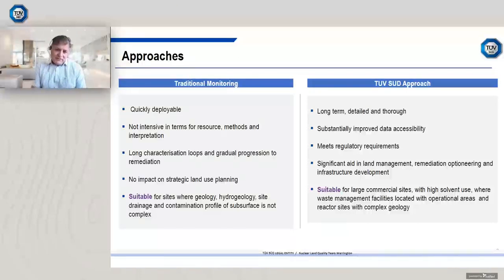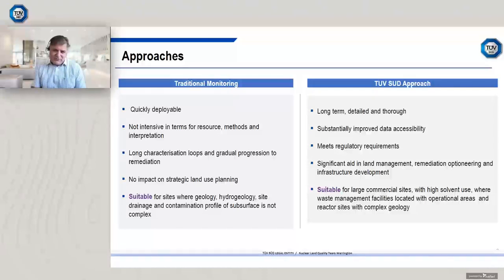In terms of characterization loops, you're talking about quite a bit of time, 5 years plus, you could be looking at. And in my experience, traditional monitoring does not impact on strategic land use planning in a significant way. However, it is suitable for sites where geology, hydrogeology, site drainage, and contamination profile of the subsurface is not complex. But I must say that that's not quite often the case.